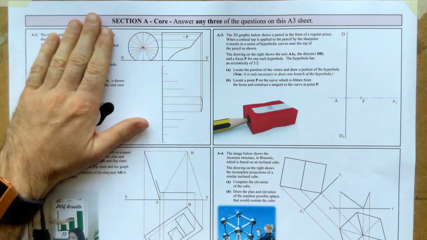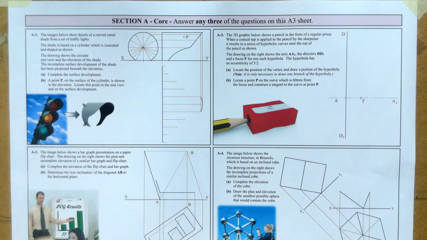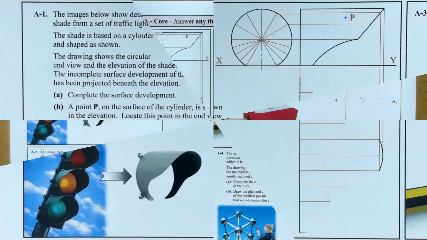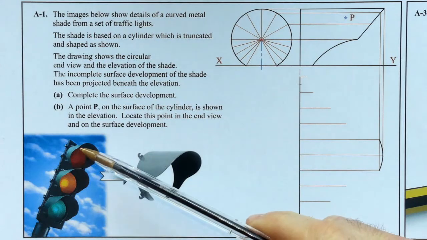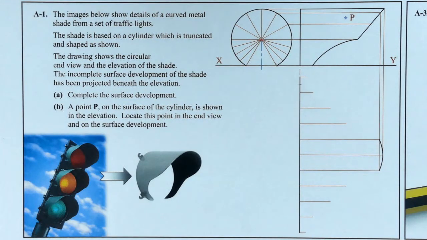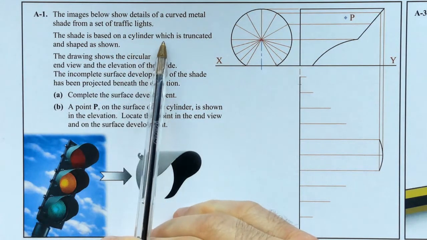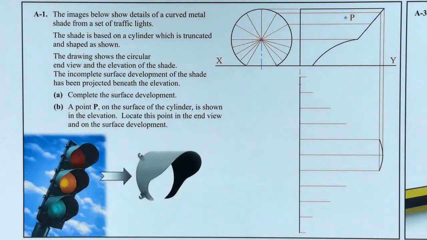So starting here with A1, which is a development question. So I'm going to zoom into that one now. For question A1, it says the images below show details of a curved metal shade from a set of traffic lights. So you can see here the shade part of the traffic lights, and it's sitting over the red, the yellow and the green. And it says the shade is based on a cylinder which is truncated and shaped as shown. So you can see it's a cylinder and it's been cut, and it's cut in here at a much more acute angle as well.